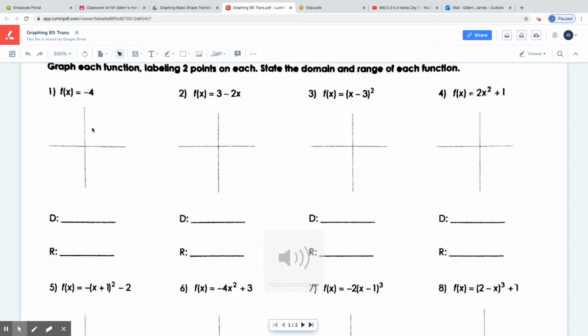Hey guys, gonna go over the answers to all of the ones on this worksheet besides the ones that I did on notes already.